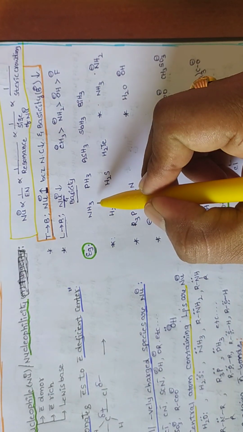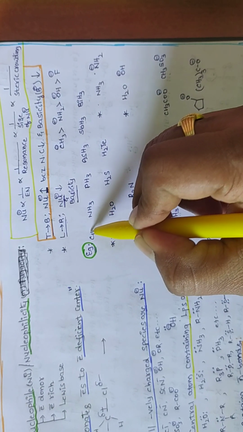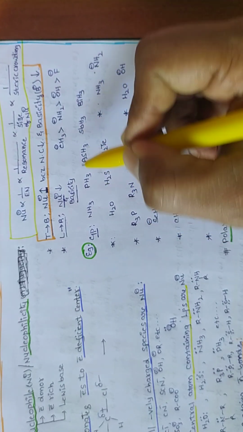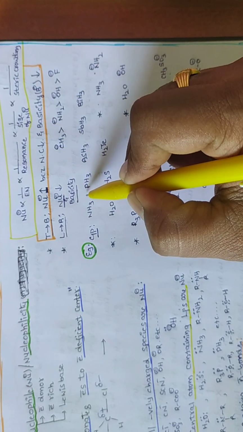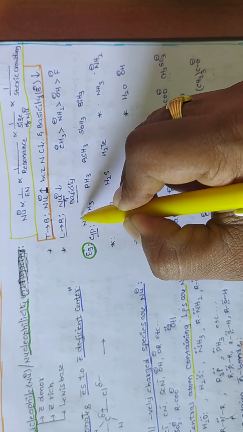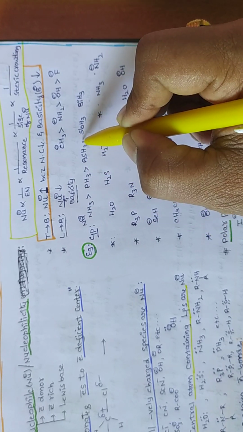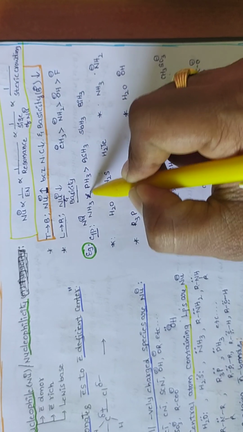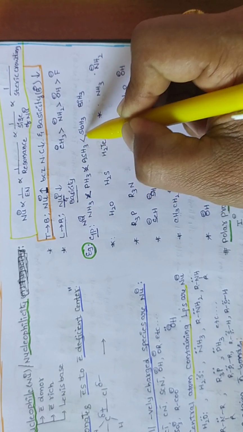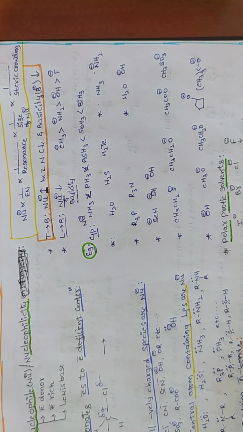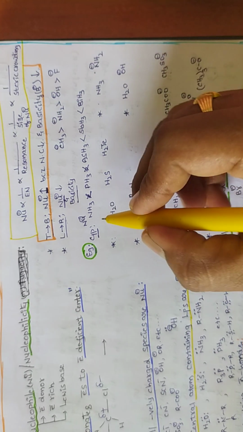Next, when we are taking groups, this is the nitrogen family, 5A group: ammonia, phosphine, and so on. Top to bottom, what will happen? I am writing nucleophilicity. Top to bottom, nucleophilicity is inversely proportional to electronegativity. So top to bottom, nucleophilicity increases because electronegativity decreases. What about the basicity? Basicity becomes the reverse order.